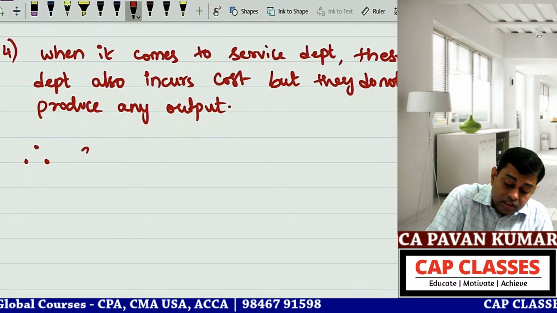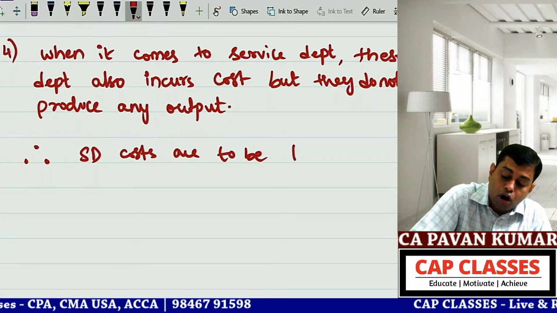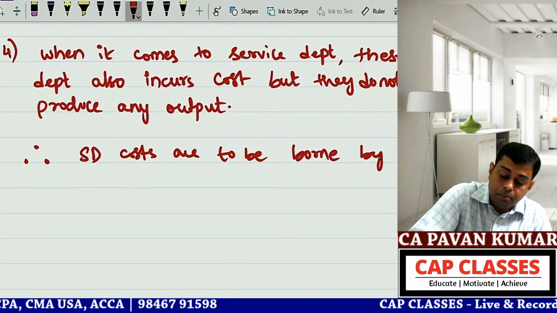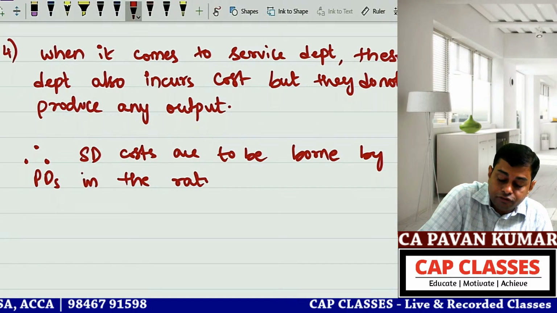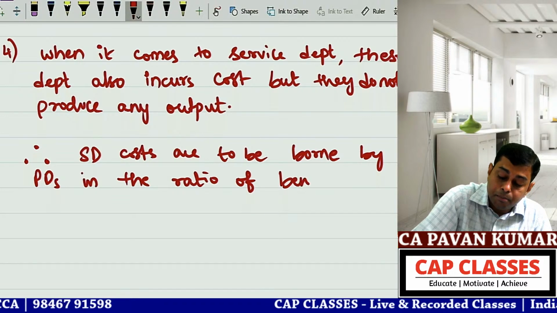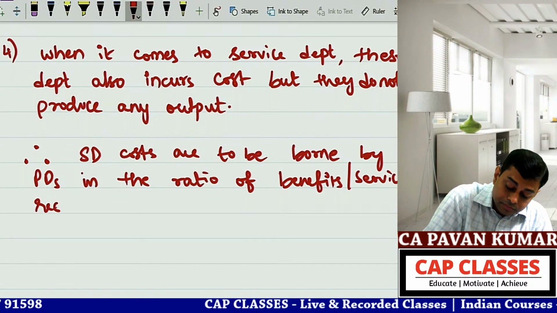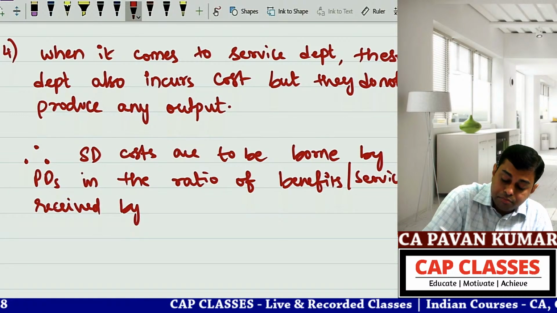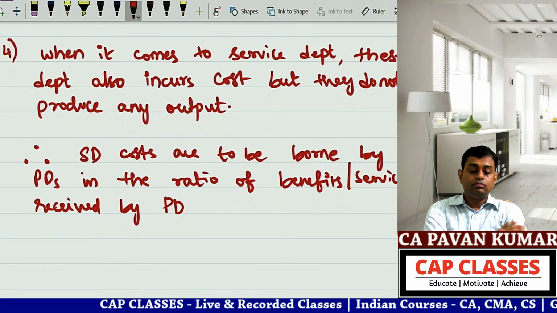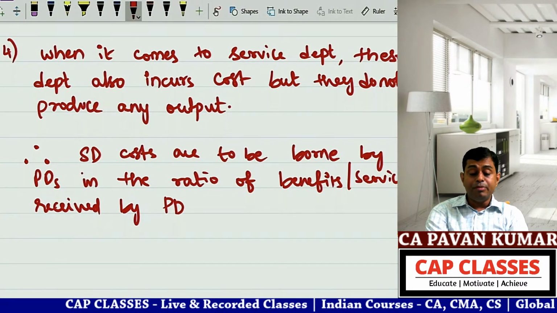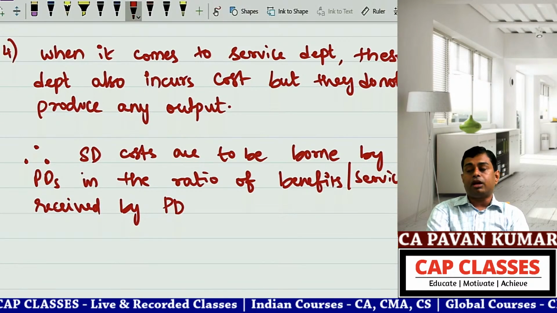Therefore, service department costs are to be borne by production departments in the ratio of benefits or services received by each production department.